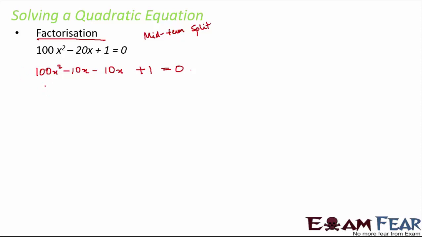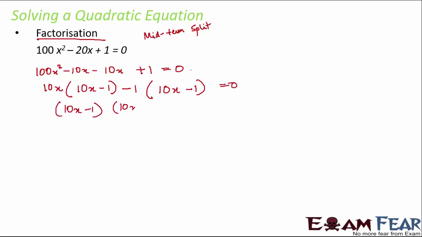So let's see. In this case, we can say 10x is common. So we are left with 10x minus 1. And here we have minus 1 common. So we are left with 10x minus 1 is equal to 0. So we can say 10x minus 1 into 10x minus 1 is equal to 0. So in this fashion, we can actually factorize it.